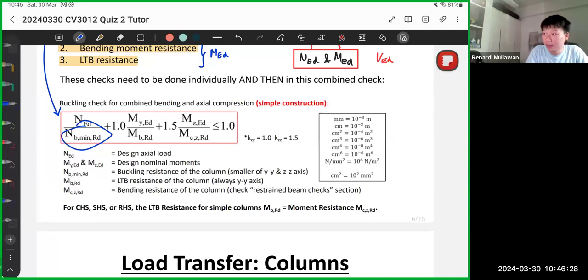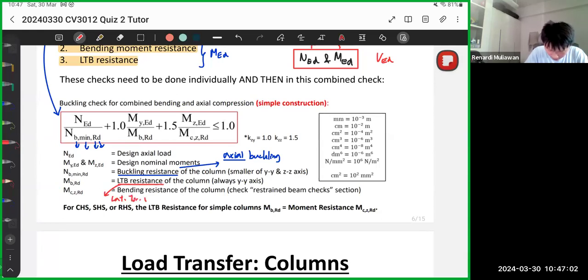NB min RD stands for, I think, buckling minimum resistance design. So like buckling resistance of the column. So when we say buckling, if we mention buckling and nothing else, it refers to axial buckling. Okay, axial buckling. Then MBRD refers to the LTB resistance. So LTB, of course, refers to the lateral torsional buckling.